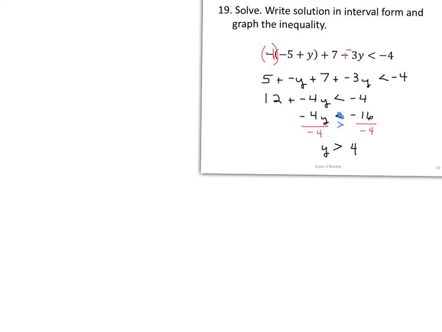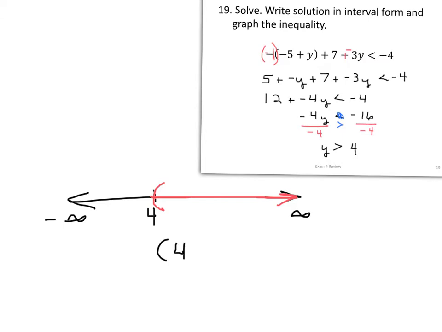So first we're going to graph it. We have 4, and we know that y is greater than 4, not greater than or equal to. So it looks like this to graph it, which we do first because now we can write down the interval by just looking at it. We see that the left boundary is 4, and over to the right it goes all the way to infinity.